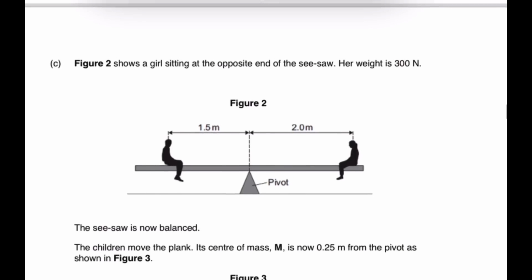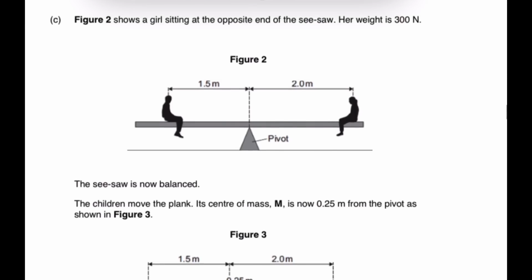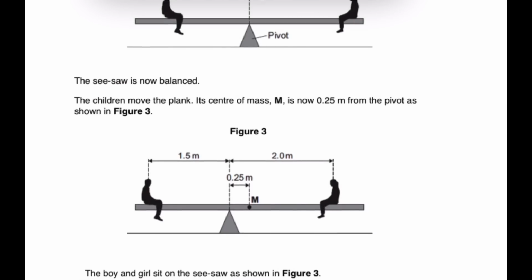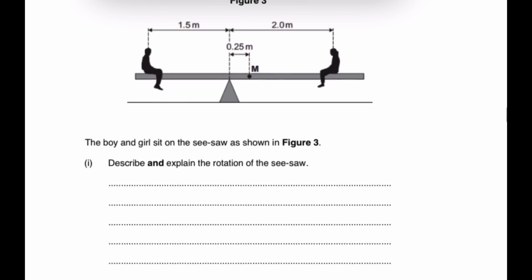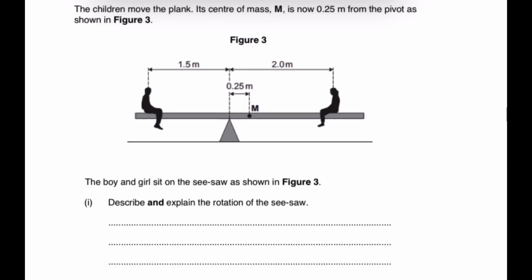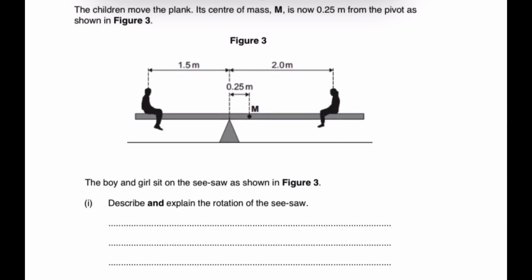Figure 2 shows a girl sitting at the opposite end of the seesaw. Her weight is 300 Newton. The seesaw is now balanced. The children move the plank. Its center of mass M is now 0.25 from the pivot as shown in figure 3. The boy and girl sit on the seesaw as shown in figure 3. Describe and explain the rotation of the seesaw.